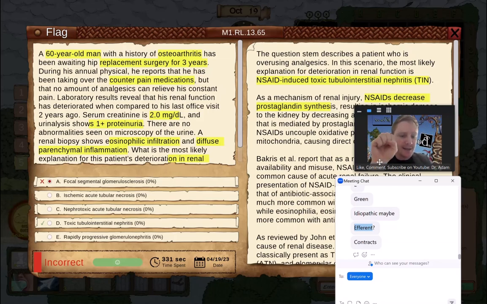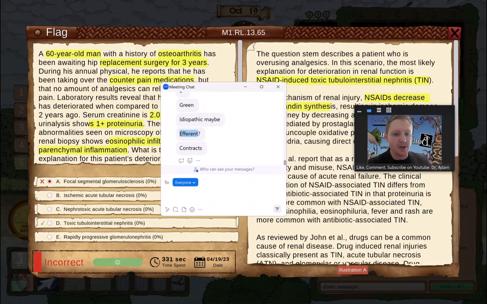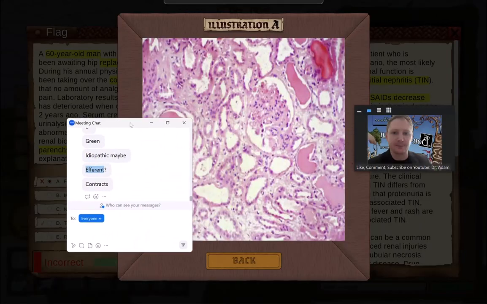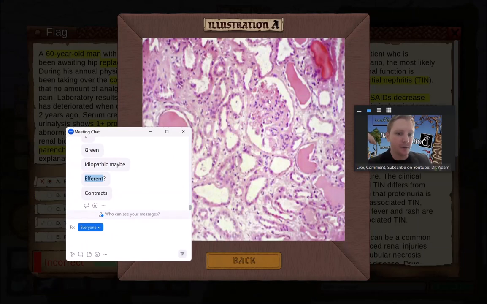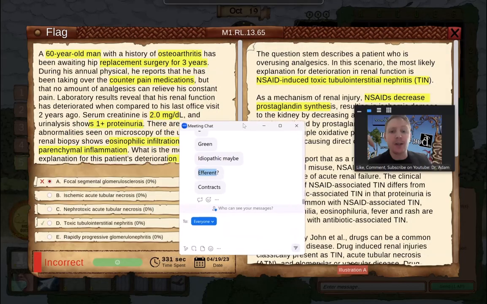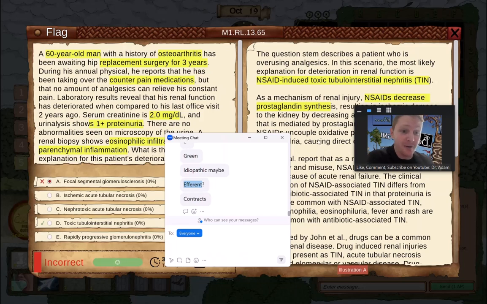When you have NSAIDs, you contract the afferent arteriole, because you don't really contract, you are dilating it less with your prostaglandins. And so you get less blood to the kidney. When you get less blood to the kidney, you potentially have toxic tubulointerstitial nephritis, which apparently will show interstitium that looks like this. This is caused from lack of blood flow as a result of prostaglandins no longer dilating the afferent arteriole in the glomerulus. This is a really good point that's also explained using Pathoma very, very well.